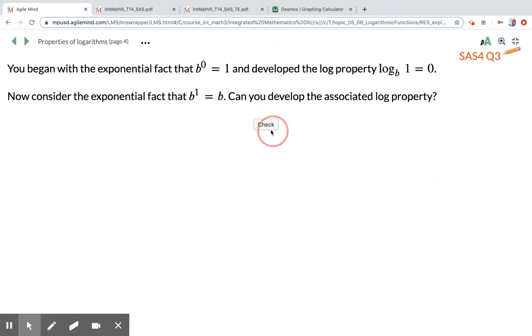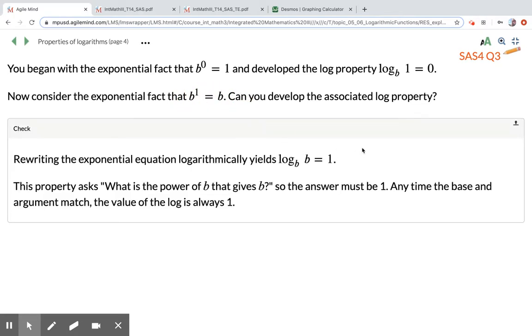So first thing I did is I rewrote it as a log. So log base b of b should equal my exponent 1. Hey, what does this tell us? Well, this tells me that whenever my base and my argument match, the value of my log is always going to be 1. Whenever I do a logarithm and the base and the argument are the same, the answer is 1. Hey, it's almost like they cancel each other out and you just get a 1 there.